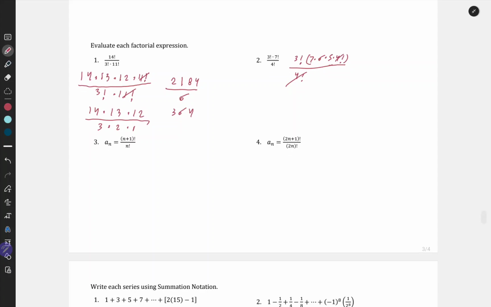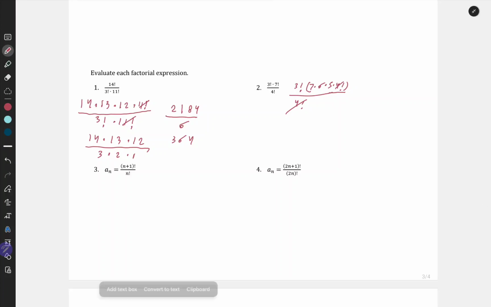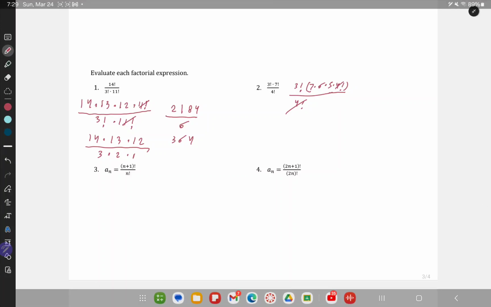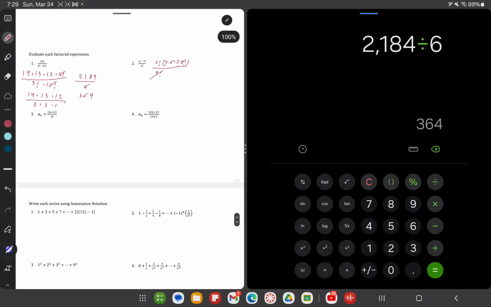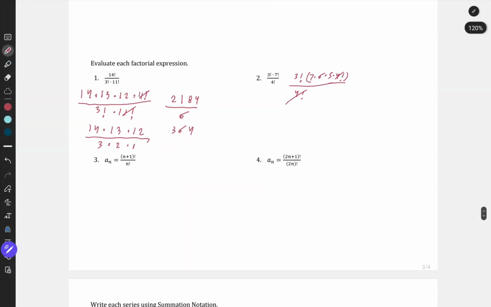Let's do 7 times 6 times 5, because we don't need to do all that. I don't know what 42 times 5 would be, and I don't want to do it in my head. 42 times 5, 210. That's 210. So now you have 210 times 3 factorial.